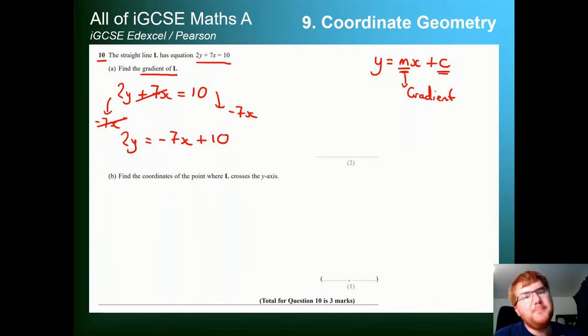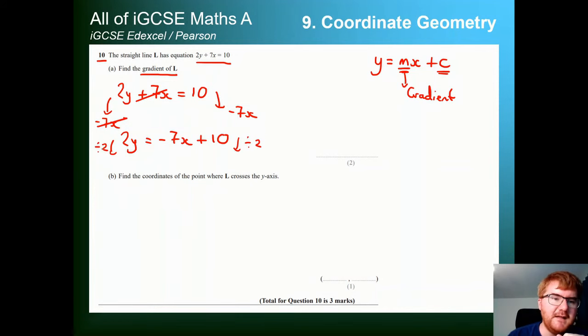And we're so close at this point, but unfortunately we still need to get rid of that 2. So what's the opposite of multiplying by 2? Well, dividing by 2 on both sides. This cancels, giving us y. Now we need to divide both of these things by 2 here. So we've got then minus 3.5x. Remember, minus 7 divided by 2 is minus 3.5. And then 10 divided by 2 is equal to 5. So the gradient of this line is this number in front of the x, the coefficient. So this is our minus 3.5.